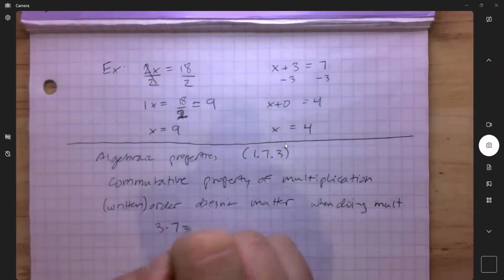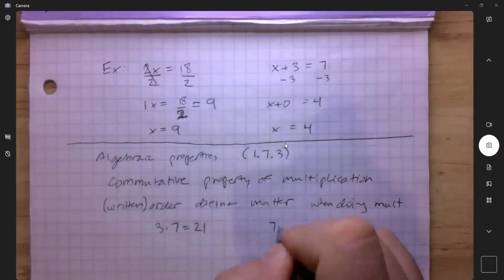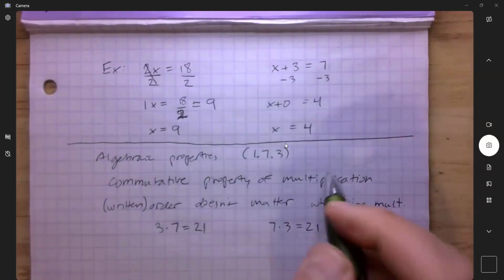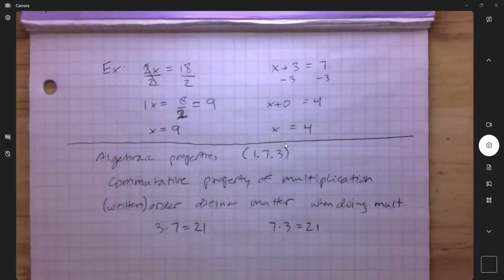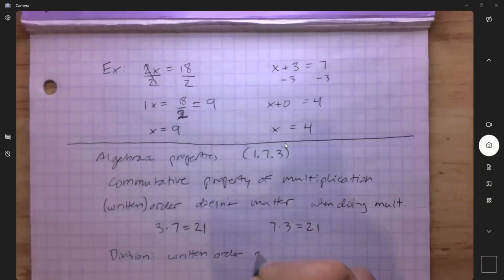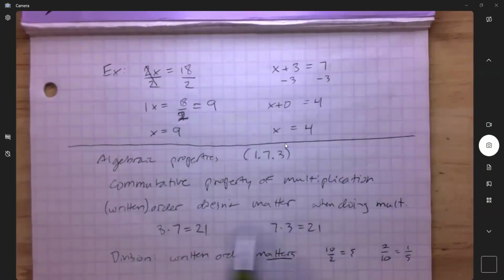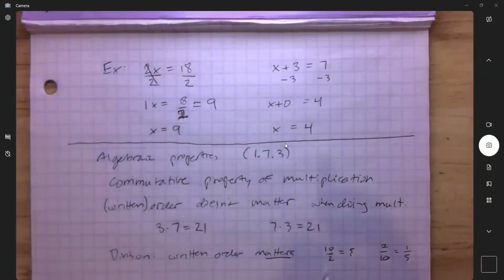3 times 7, that's 21. But I can switch that order and say 7 times 3, which is also 21. Order doesn't matter. This is not the case for division. In division, written order does matter. If I take 10 divided by 2, that's 5. But if I do 2 divided by 10, that's 1/5. That's definitely not the same number. So written order matters for division. It does not matter for multiplication, and that is the commutative property.